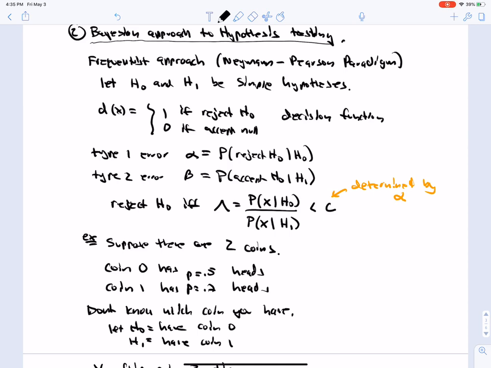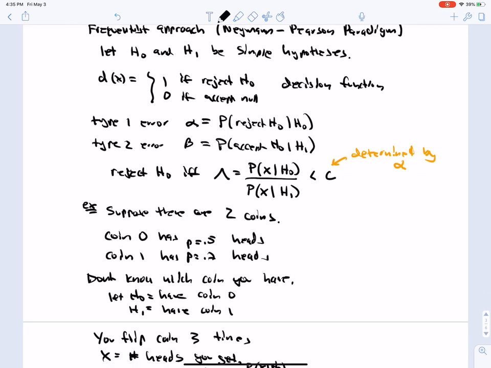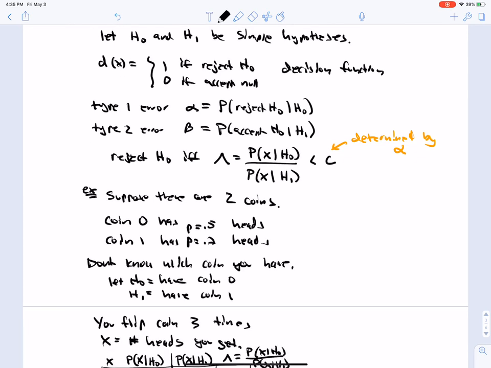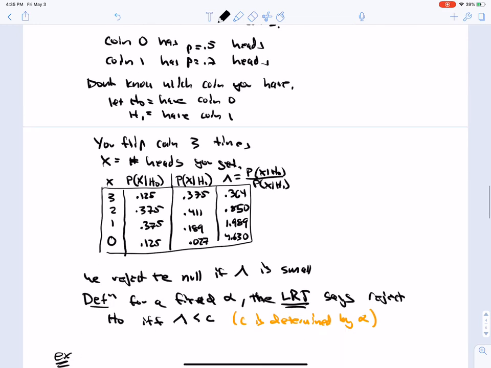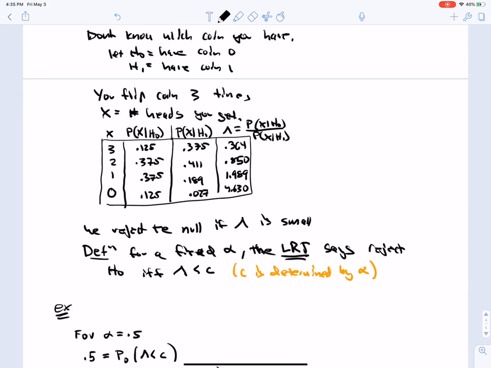So let's just take a look at an example. We've seen this before. Suppose you have two coins. Coin 0 has probability 0.5 heads. Coin 1 has probability 0.7 heads. You don't know which coin you have. The null is that you have coin 0. The alternative is that you have coin 1. We can write down these log likelihoods just using the binomial formula. Write down our test statistic lambda here. And so, as I said, the likelihood ratio test says that we're going to reject if lambda is less than c.